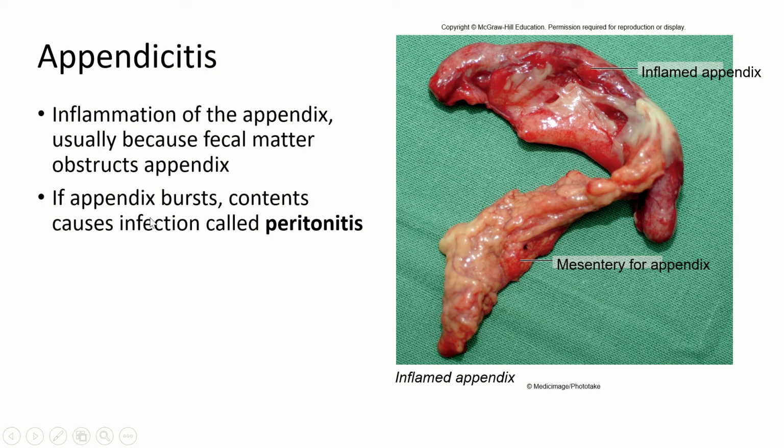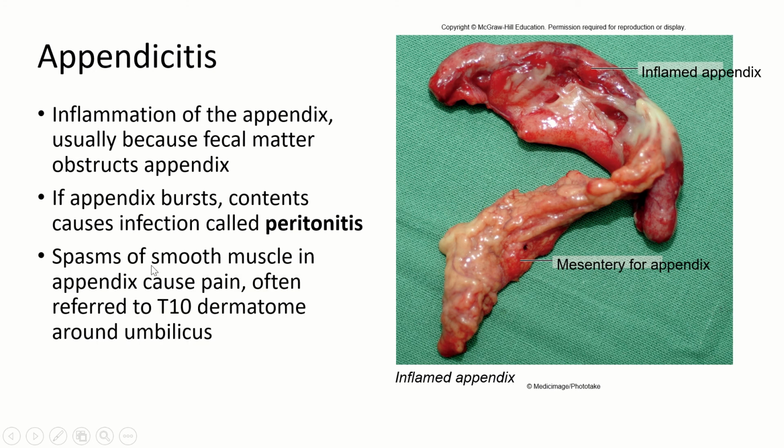If the appendix bursts, the contents can be spilled into the peritoneal cavity, causing an infection called peritonitis. That is going to be very difficult to clean up. It can become a systemic infection, and it can kill you. So be careful of pain in the lower right quadrant of your abdomen.